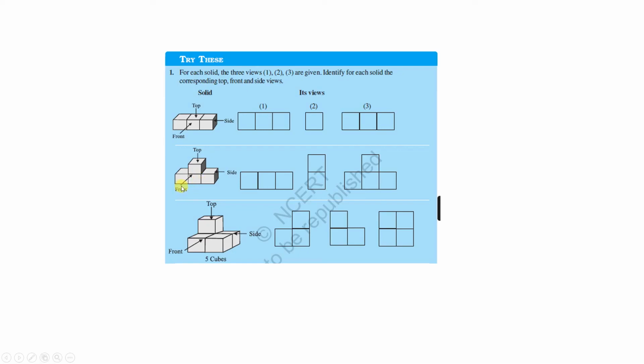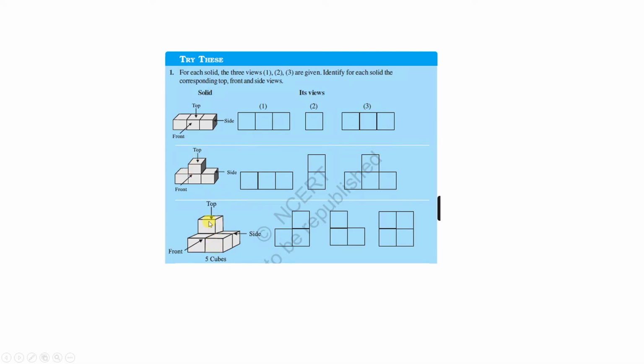Next, from the front when we see, we can see 4 squares, where 3 squares are put side by side and 1 square is put on top of the middle square. So this third view is the front view for the solid. And now when we see from the side, we can see 1 and 2 squares which are put one above the other. So this second view is the side view for the solid.